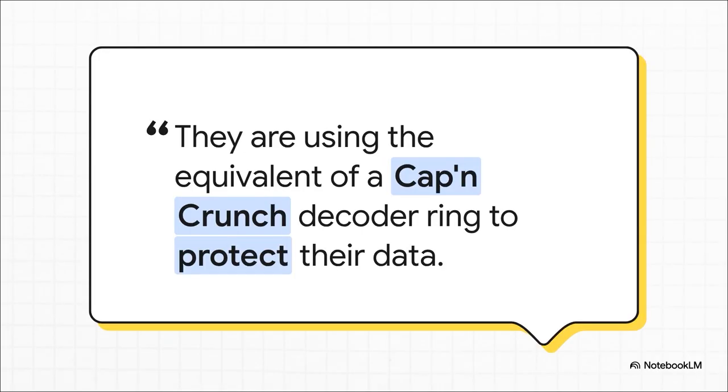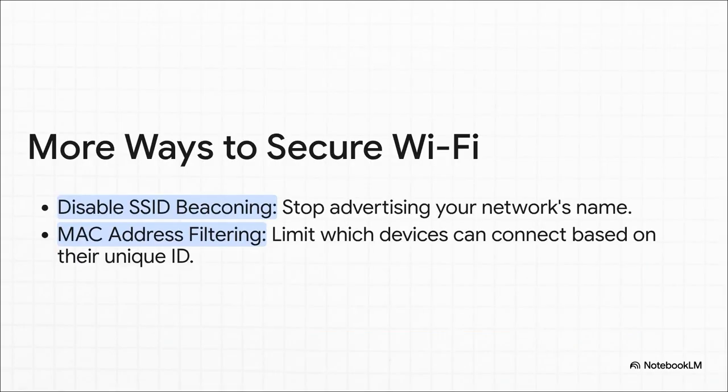And to really drive home how ridiculously bad WEP was, I love this quote from the source material. It says that using WEP is like using a Captain Crunch decoder ring to protect their data. It's hilarious, but it makes a deadly serious point. Using old, broken security is almost worse than having none at all because it gives you this false sense of safety.